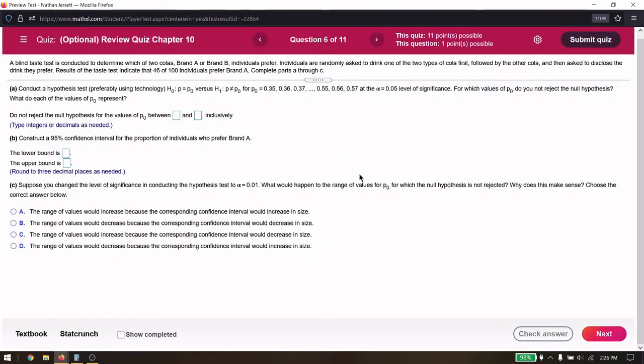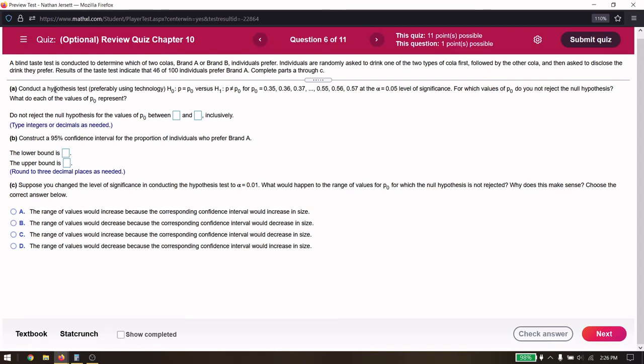All right, a blind taste test conducted. Brand A, brand B, prefer. Okay. Individuals are randomly asked which to drink of 2 types of colas, and then disclose the drink they prefer. 46 of 100 individuals prefer brand A.